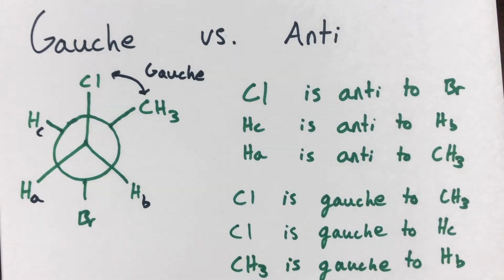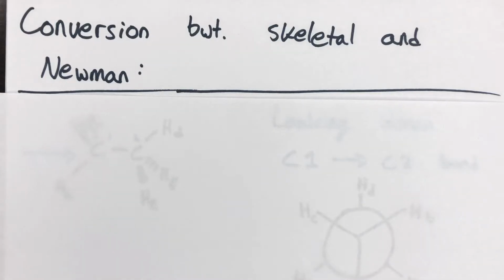There are energies related to these specific interactions, and those could be provided in a specific question to rank exactly how stable a staggered conformation with a particular anti interaction is over one that is gauche. All right, so now our point is to convert between skeletal structures and Newman projections.